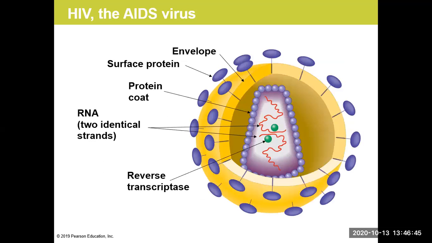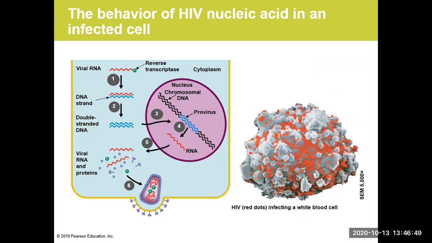This is what the HIV or the AIDS virus looks like. This slide shows the behavior of the HIV nucleic acid in an infected cell. On the right side is a white blood cell that has been infected by the red dots, which are HIV viruses. We are going to learn more about this in the next animation slide.